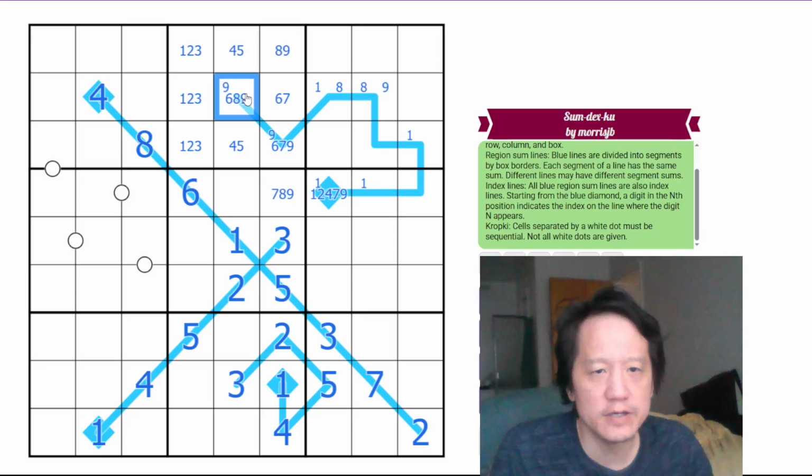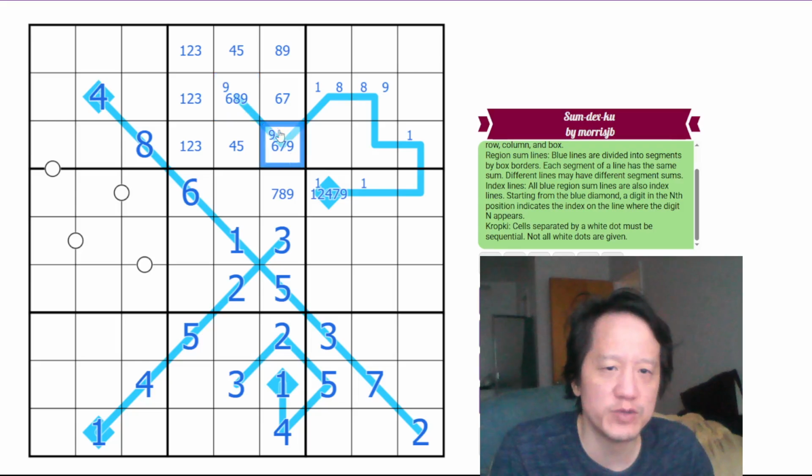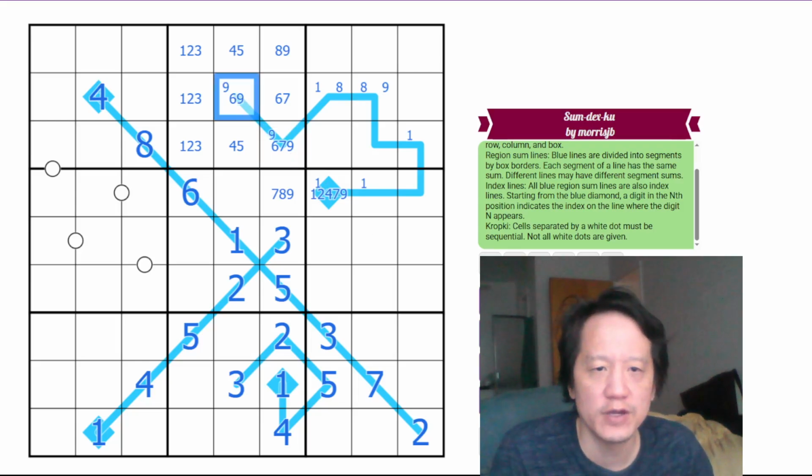If this is 8, that would say 9 has to be in the 8th position. But we know to add up to 15, this would have to be 7. So this would be a contradiction. Therefore, this can never be 8. This can't be 7, which means this is a 6-9 pair.